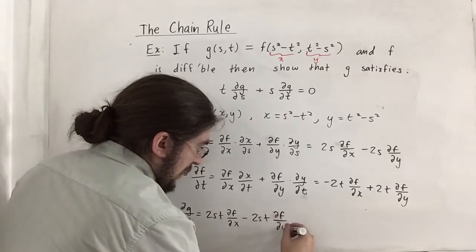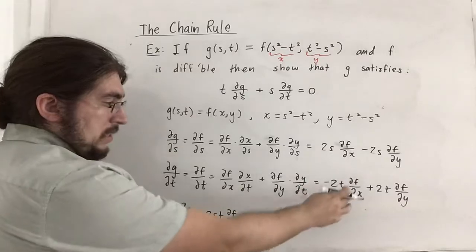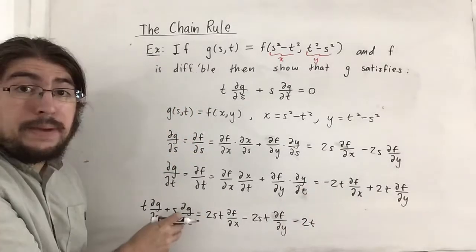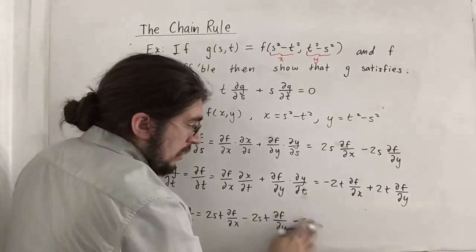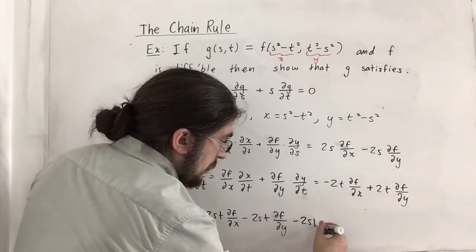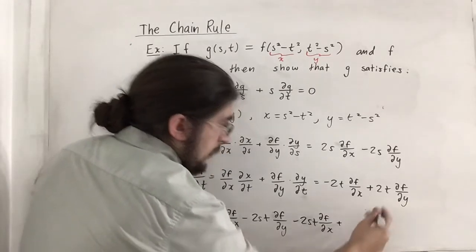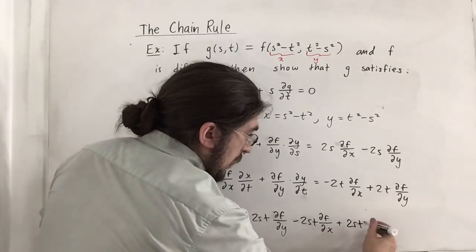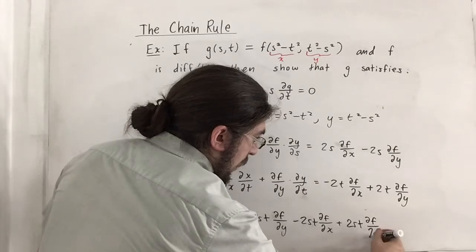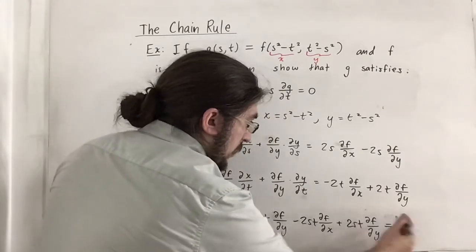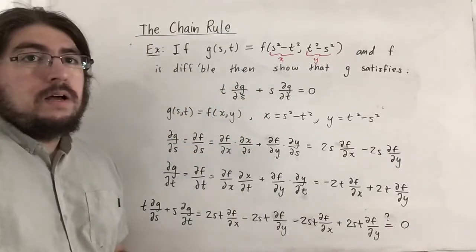So I think you kind of get the idea at this point. And then add it to this guy, which is negative 2t, but we're multiplying that guy by s, so distributing s into this gives us negative 2st times partial f partial x, plus that times s is 2st times partial f partial y. And let's see if we indeed get 0. That's what we're hoping for. So let me write a question mark here for right now.